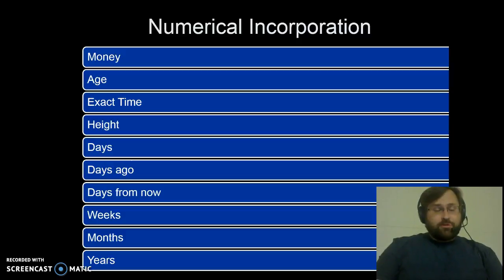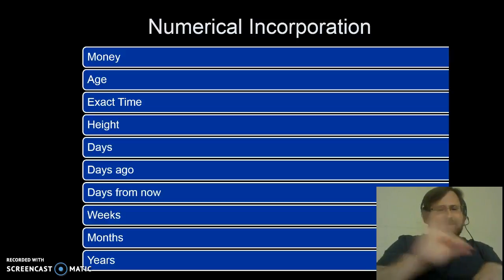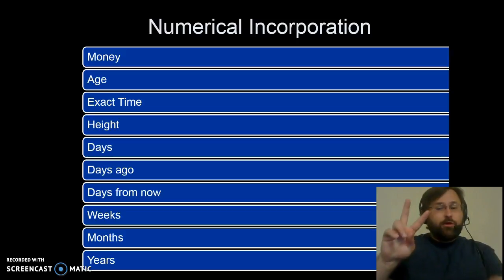But from those, we see a large number of possible numeral incorporations. This list is extensive, but this is probably not even an exhaustive list. So we can see number incorporated in a particular way to show the amounts of money, $1 or $1.25, $3 or $5.75, age, 1 year old, 9 years old, exact time, 9 o'clock, 2 o'clock.